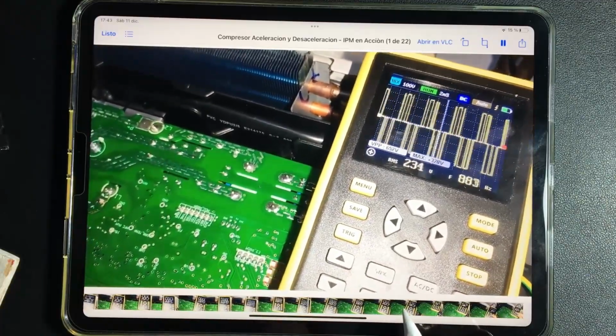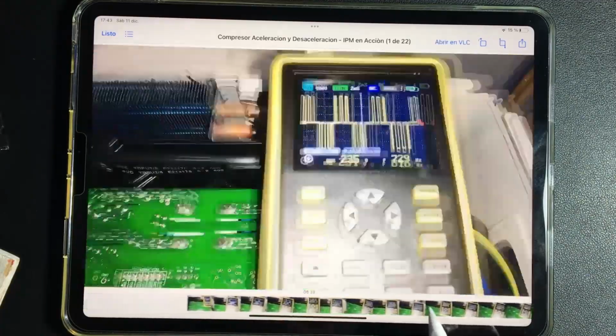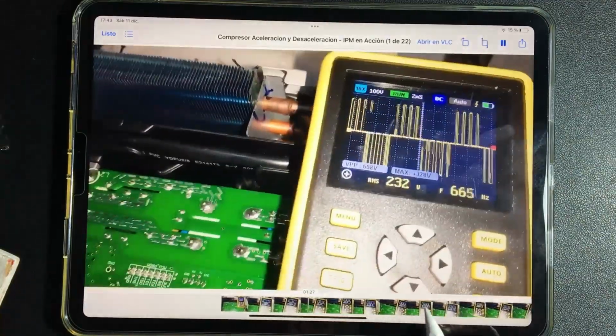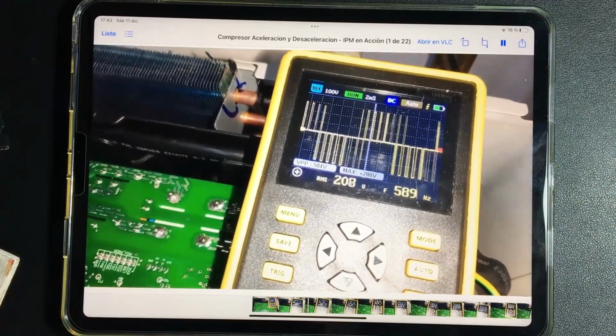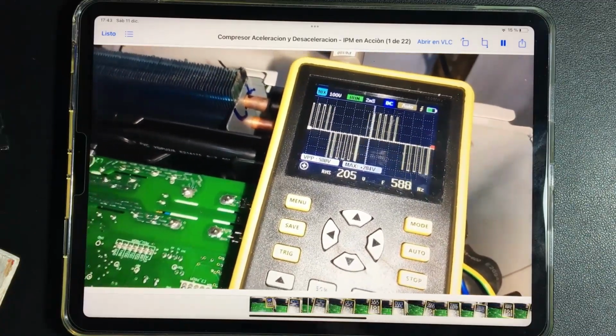Well, I'm going to let the video run a little so you can appreciate the acceleration a little more, but in real time. We will see from here, and we will leave a few seconds so that you can observe.